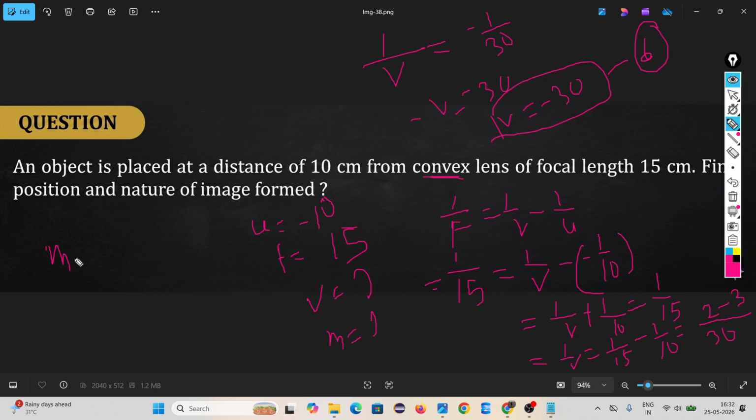The m formula is v upon u. V is how much? Minus 30. U is how much? Minus 10. So m is 3. Then tell me, which type of image is created? M is greater than 1, so the size is enlarged. M is positive. That means virtual and erect. By looking at the image distance also you can understand: minus means same side condition, and same side condition means virtual and erect.